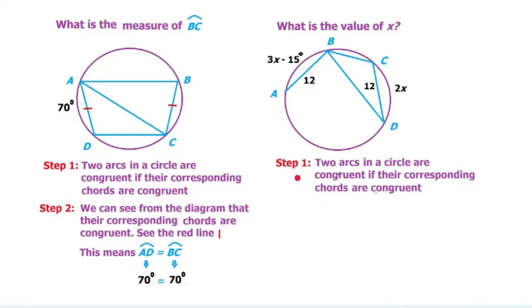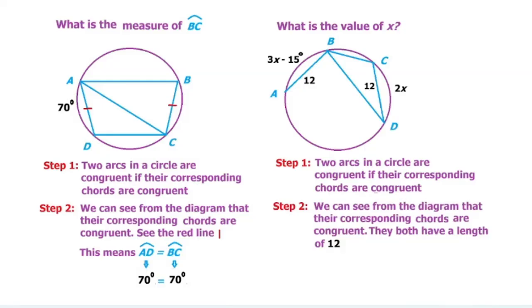So same steps on this side, exactly. So two arcs in a circle are congruent if their corresponding chords are congruent. So we can see from the diagram that their corresponding chords are congruent. They both have a length of 12. So this chord has a length of 12 and this chord has a length of 12. That means this arc measure is exactly the same as this arc measure. So that means now arc AB equals arc CD.